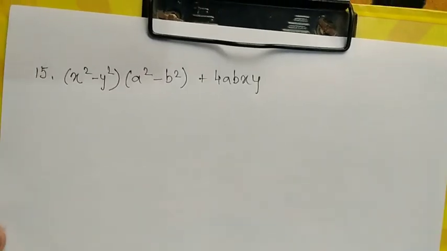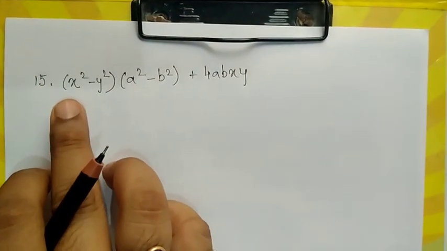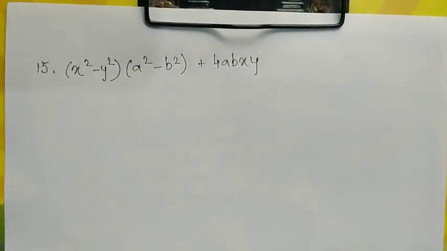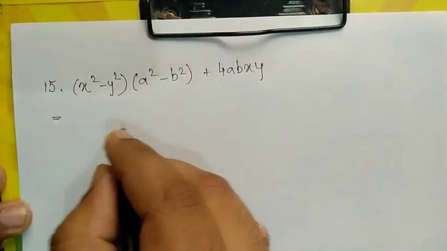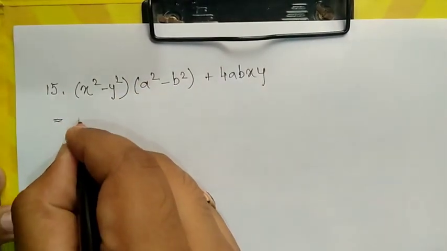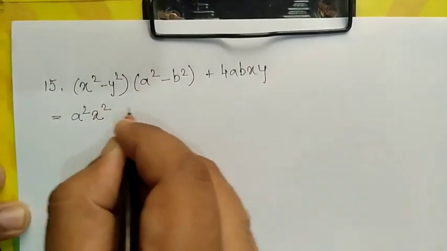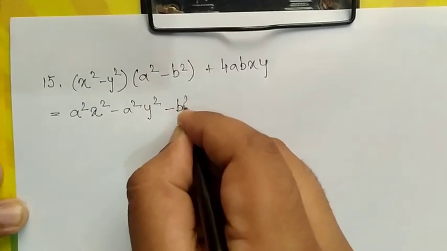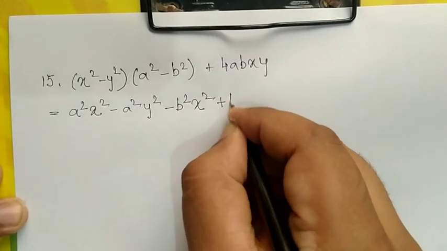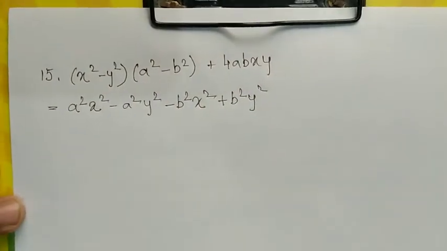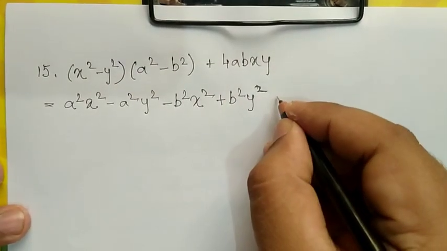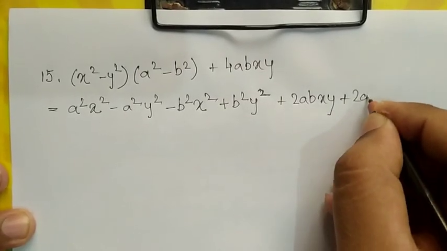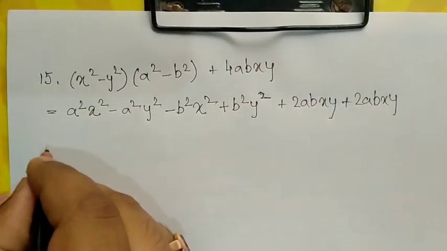This is sum number 15. First of all we have to multiply these two terms, opening those brackets. So first of all after multiplying this we can get a square x square minus a square y square minus b square x square plus b square y square, and breaking 4abxy into 2abxy plus 2abxy.